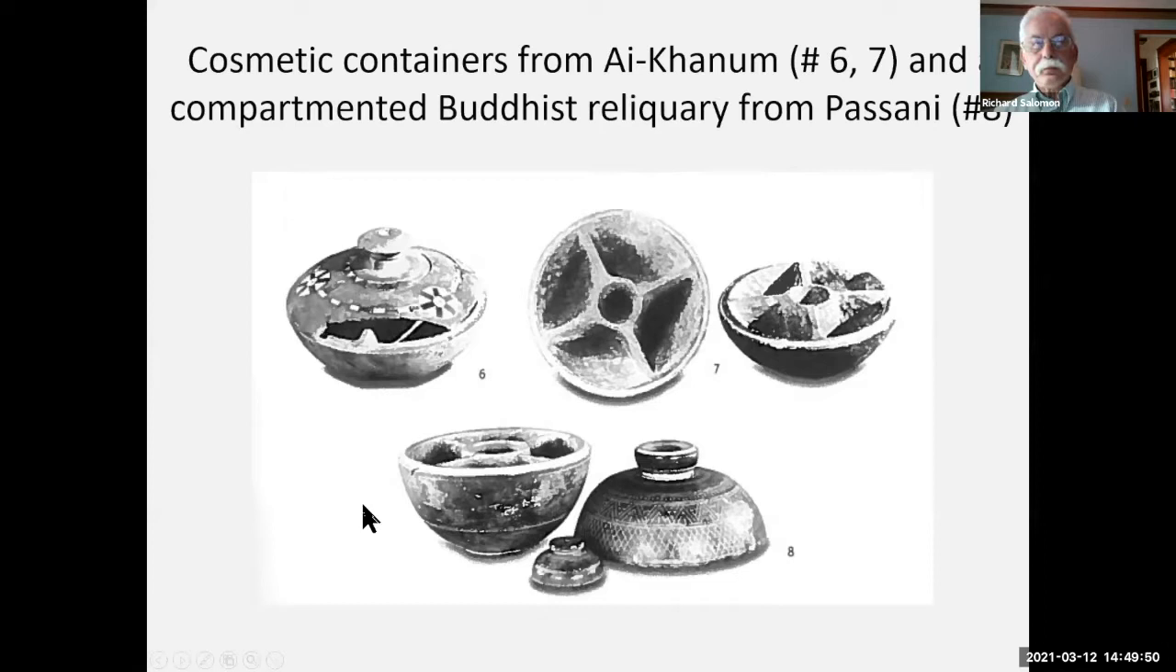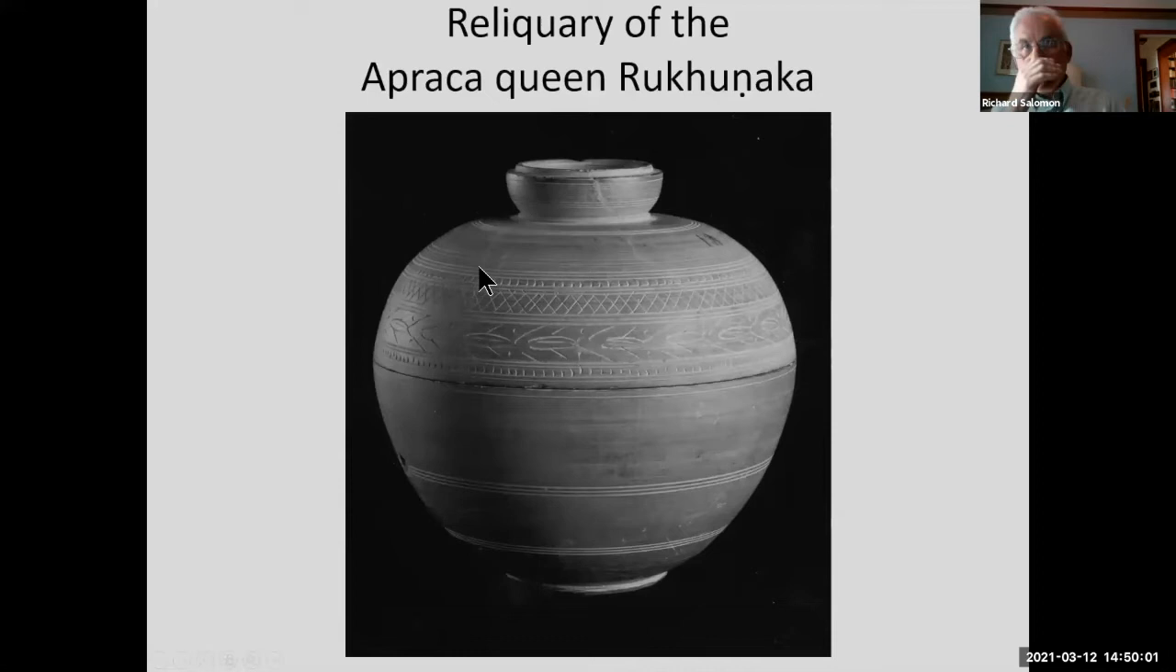Notice also here this peculiar double lid. This lid goes on top of this one. And so going back to Lukunaka's reliquary, this lid, see there's a lip opening and a lip around it. So there was actually another lid on top of this. So these are the sort of double bowl reliquaries.